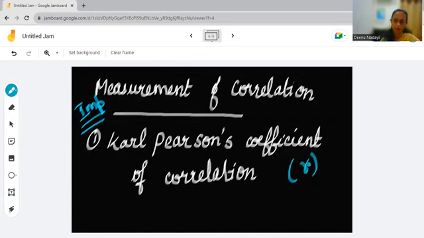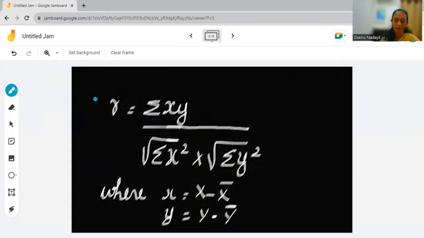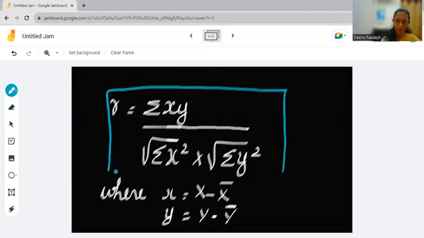Karl Pearson's coefficient of correlation is a widely used method for calculating the correlation coefficient. And the formula for gamma is: gamma equals sigma xy divided by the square root of sigma x squared times the square root of sigma y squared. Here it is small x and small y. So what are small x and small y? Small x is capital X minus x bar, and small y is capital Y minus y bar.